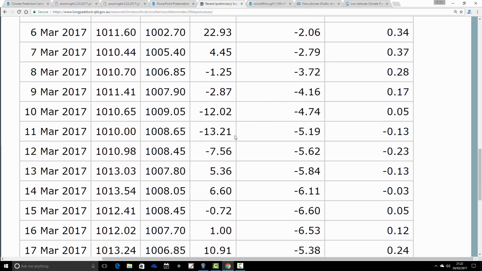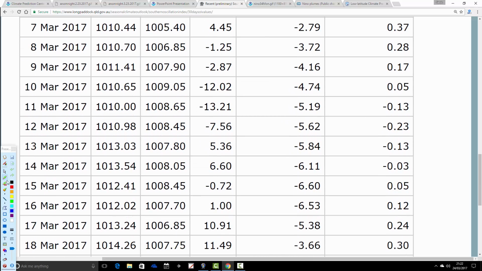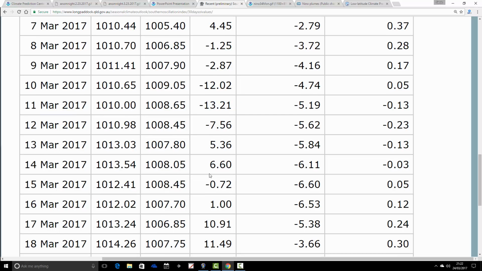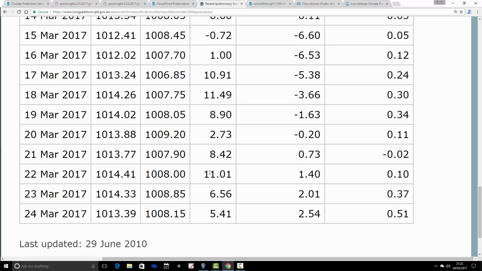Now we come further down, we get some more negativity on the 10th and the 11th. We go down to -12, -13. These are preliminary numbers, by the way, from the Bureau of Meteorology in Australia. They are subject to change. They don't get changed all that much. So we can say on the 10th and 11th of March, definitively the atmosphere in the Southern Ocean was reflective of El Nino.